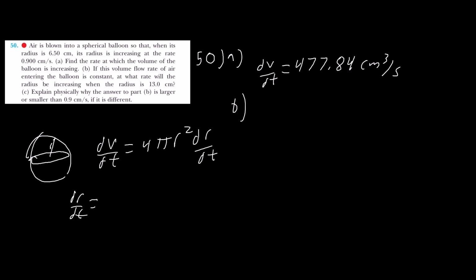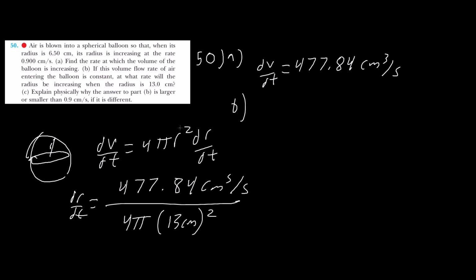So let's do part B. If the volume flow rate into the balloon is constant, at what rate would the radius be increasing when the radius is 13 centimeters? The wording is a little off, but this implies it should say from part A. So if this is the constant change of the volume, when the radius is 13 centimeters, we're just going to plug 13 centimeters in there and divide. And you're going to have dr/dt being 0.225 centimeters per second. So that's what dr/dt is.